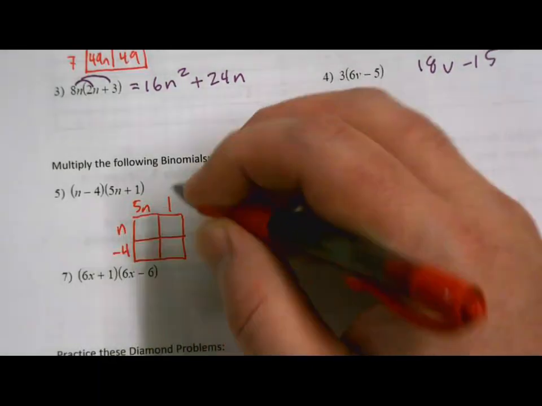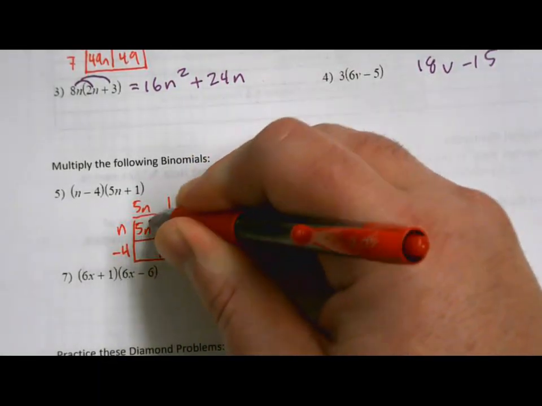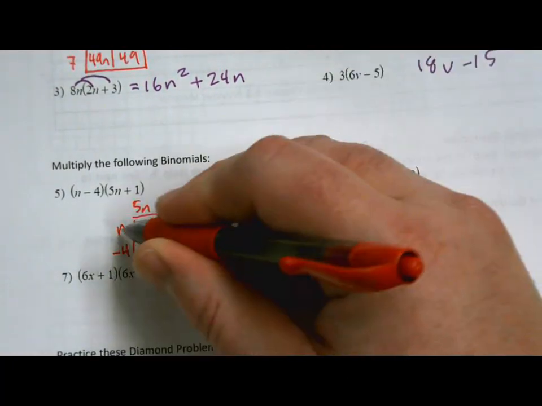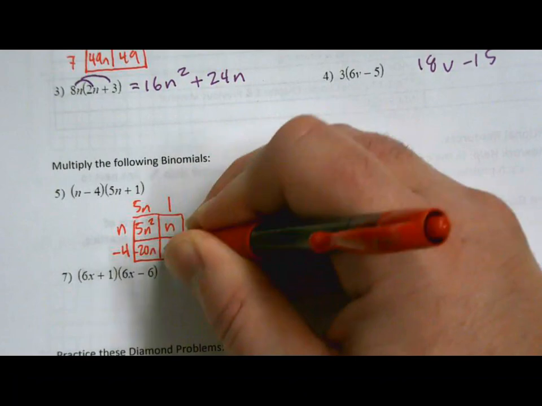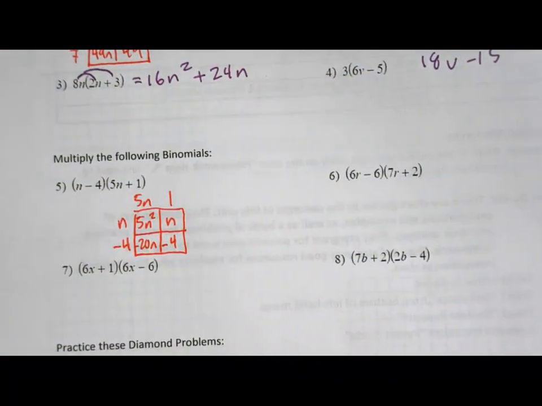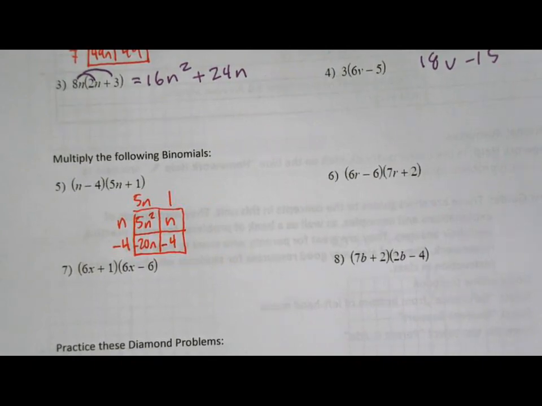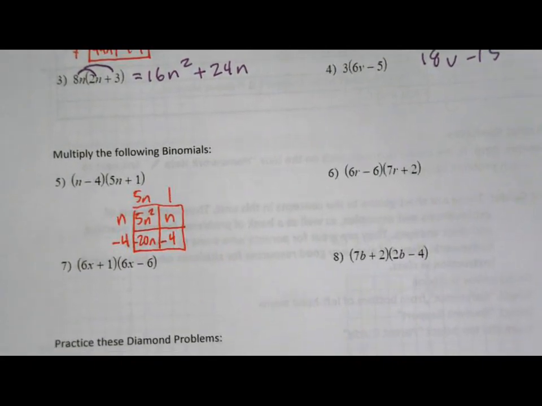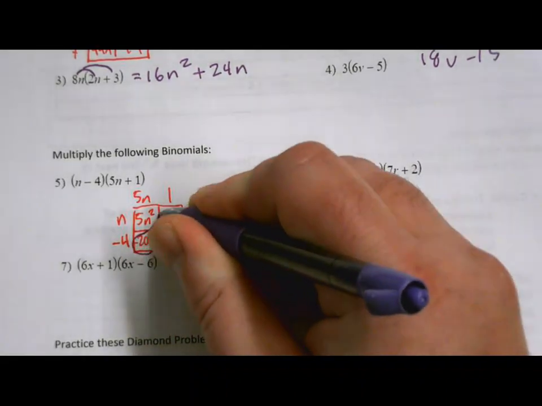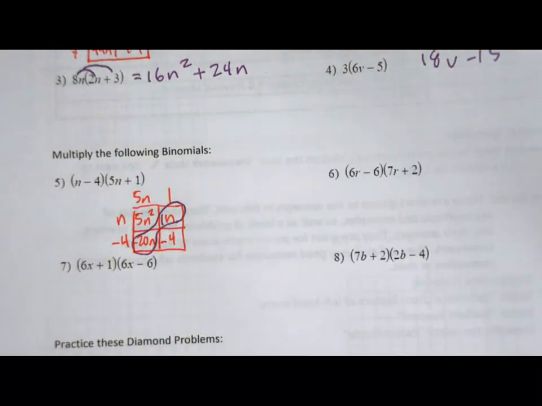So 5n times n is 5n squared. 5n times -4 is -20n. n times 1 is n. 1 times -4 is -4. And then if we can combine like terms, we want to do that. And this one we can. We've got a -20n and a +1n. So we can put those together in our final answer.